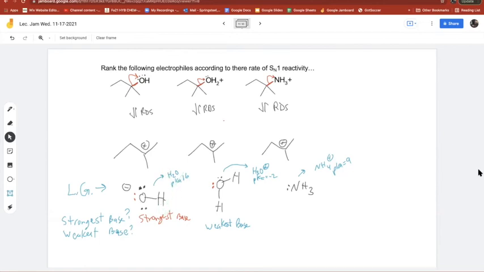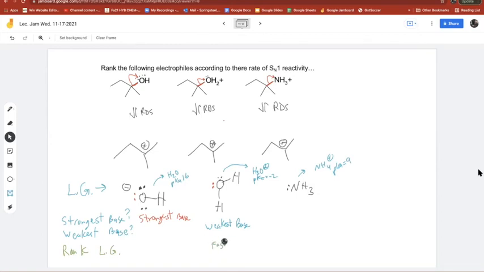Okay, so finally then, rank the electrophiles, rank the leaving groups, I'm sorry. Leaving groups. And we said earlier with SN2, and it applies to SN1, when you take the leaving group off, the weaker it is as a base, the more stable it is as a base, the better the leaving group. They correspond. So our best leaving group is our water here.